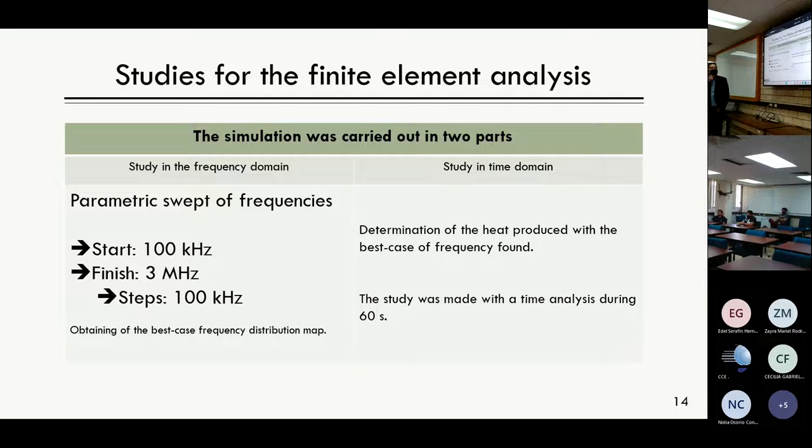For the study in the time domain, according to the best case scenario in the step before, the heat produced was determined with this result. This study was made during a time application of 60 seconds.